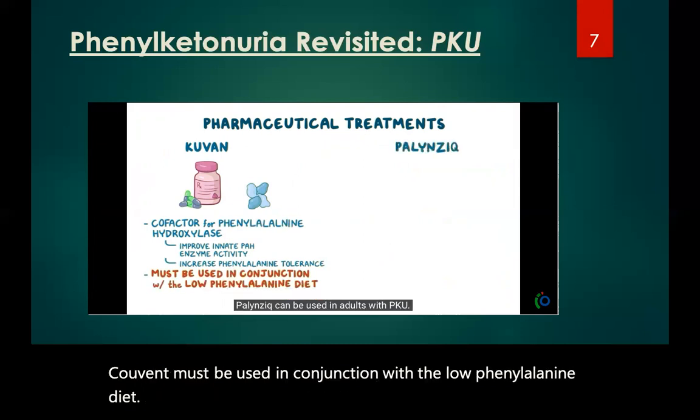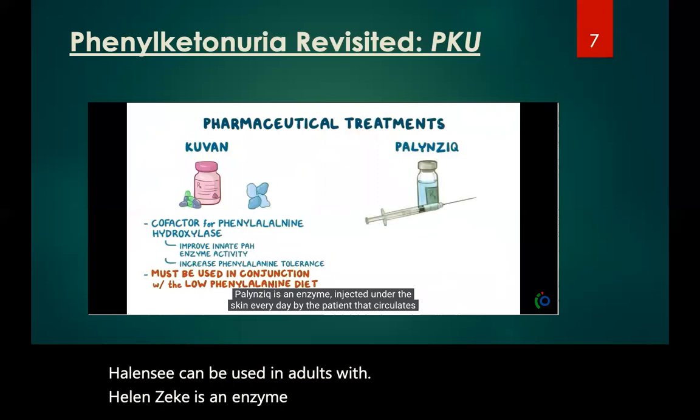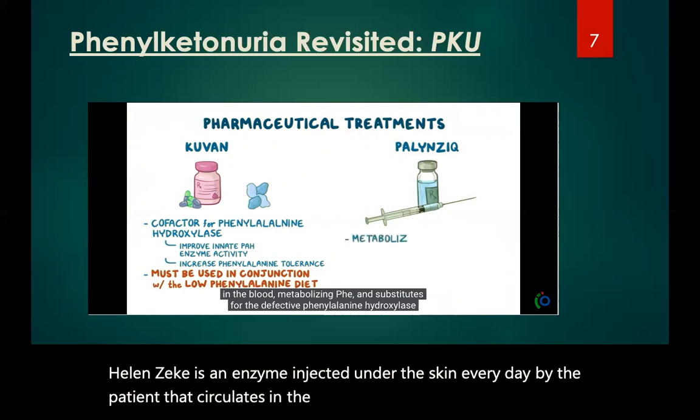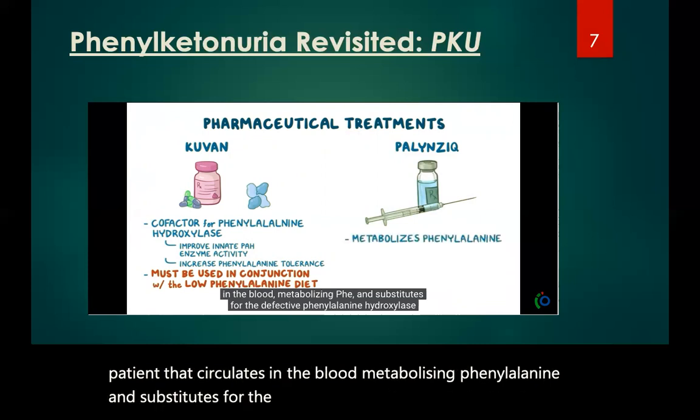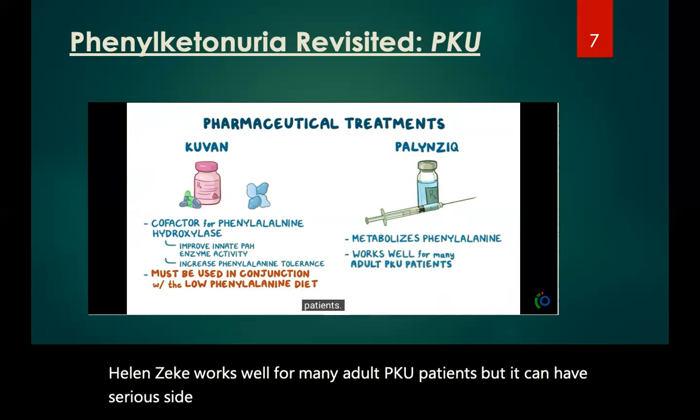Palynziq can be used in adults with PKU. Palynziq is an enzyme injected under the skin every day by the patient that circulates in the blood, metabolizing phenylalanine, and substitutes for the defective phenylalanine hydroxylase enzyme. Palynziq works well for many adult PKU patients, but it can have serious side effects in some patients.